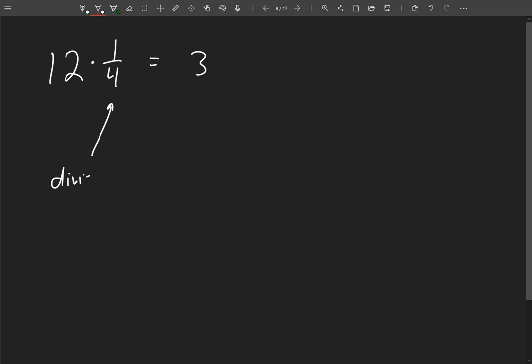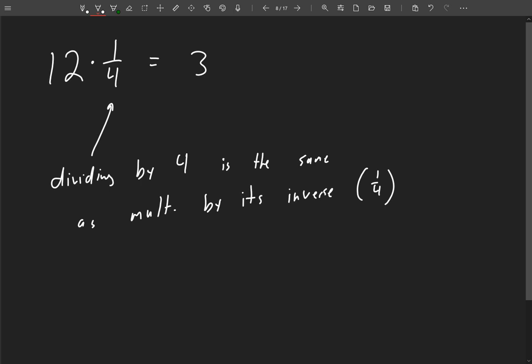Let me actually write that down in English. So dividing by 4 is the same as multiplying by its inverse, which is, of course, 1/4.